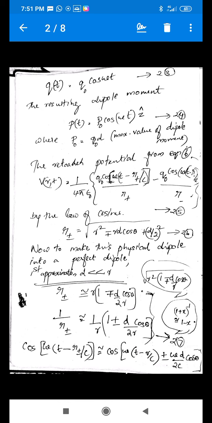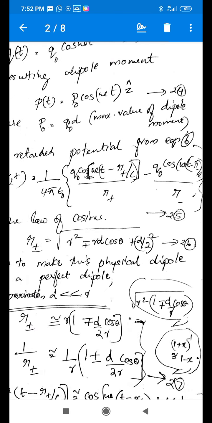So now let us write the retarded potential from equation 6. You can see from equation 6 that it is the scalar potential. You can write it in terms of retarded time, isn't it? So V of r, t is the scalar potential, and it is equal to 1 by 4 pi epsilon 0 times q of t_r divided by r. Here t_r will be t minus r plus by c or t minus r minus by c.